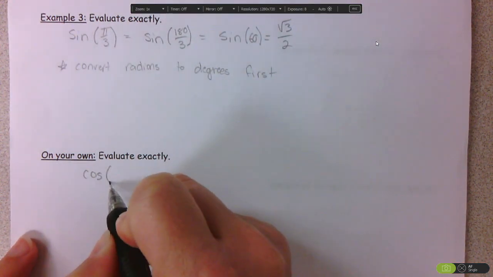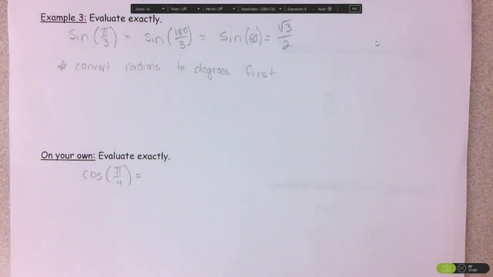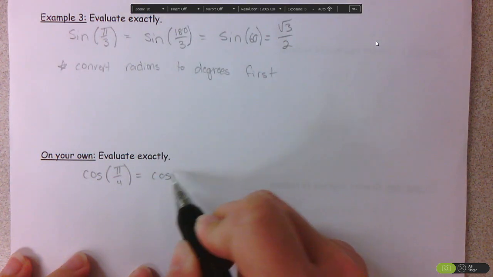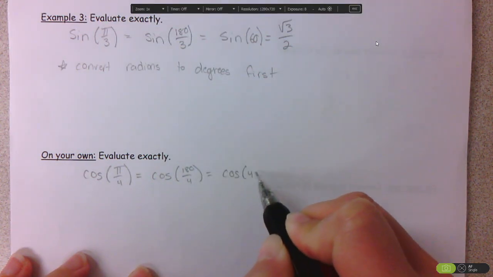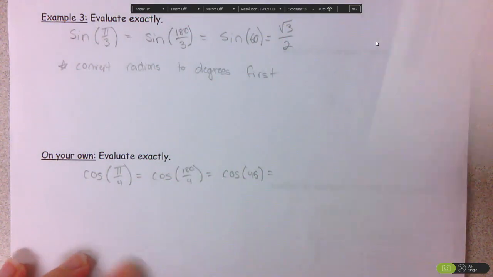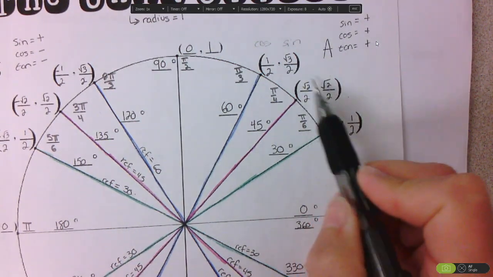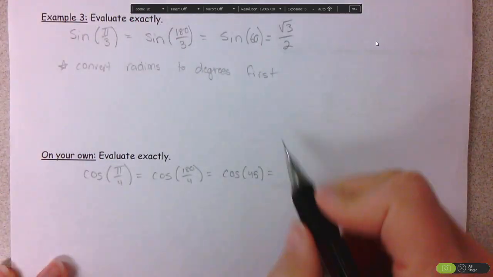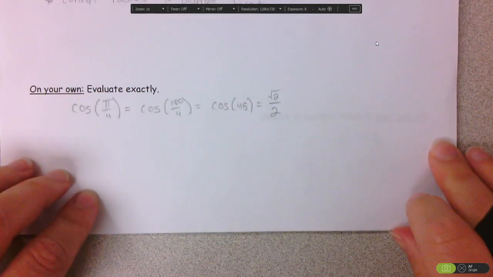Cosine of pi over 4. Evaluate that exactly. So we'll do cosine of 180 over 4, which equals cosine of 45. I go to 45 degrees. Cosine is the x value, so I'll take the first one, square root of 2 over 2, and we're done.